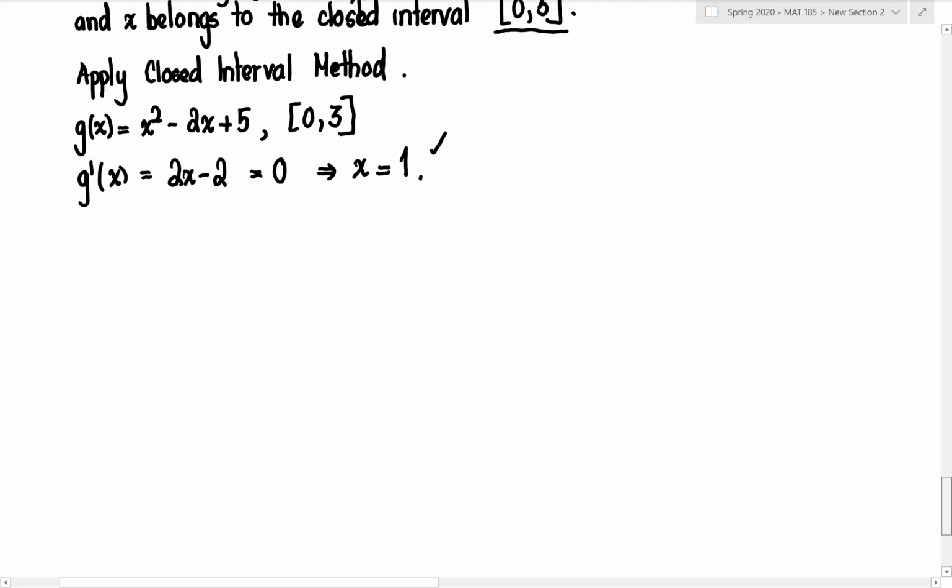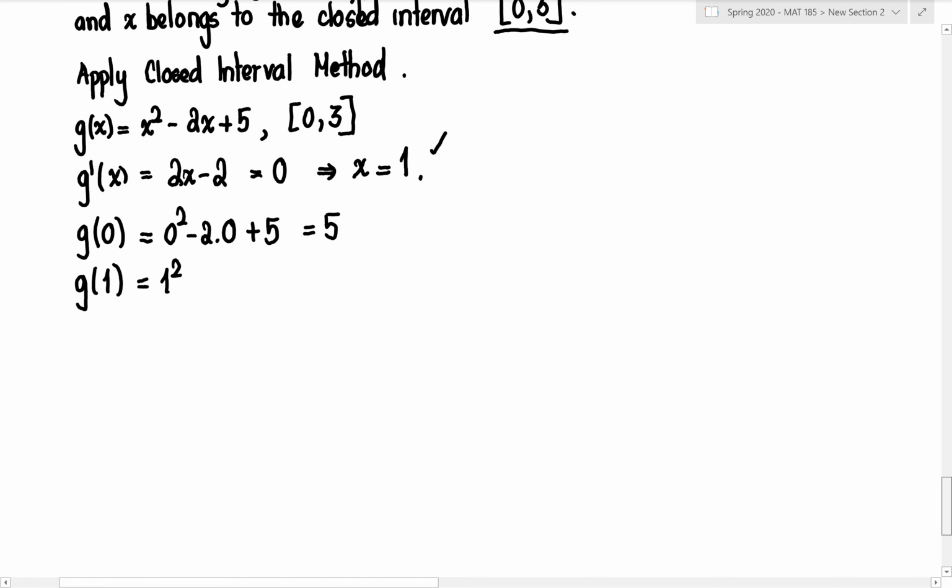Next we're going to evaluate our function at 0. When I do that, I get 0 squared minus 2 times 0 plus 5, which is just 5. We're going to evaluate g at our critical point, which is 1.